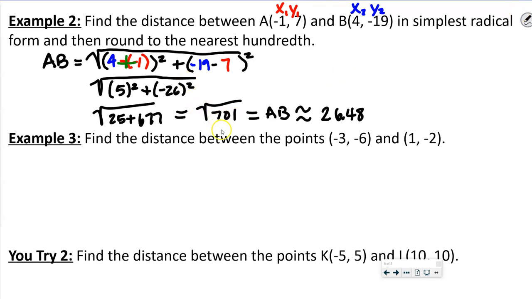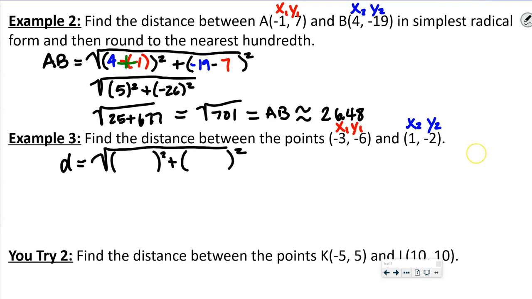All right, example 3 says find the distance between the points -3, -6, and 1, -2. So once again, I'm going to do the same thing I did before. I'm going to name this one X1, Y1, and this one X2, Y2. You guys don't have to do this extra step, but I like to because it helps me keep things straight, okay? On this one, again, we're just looking for the distance. We don't know what the points are. So we're going to put it underneath our radical again, square whatever that is, plus square whatever that is, right? So we're going to subtract them, okay?